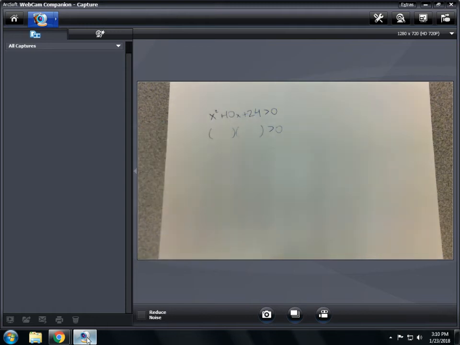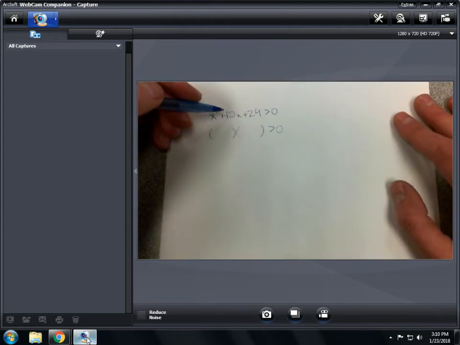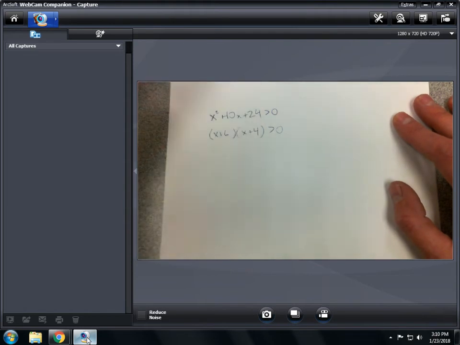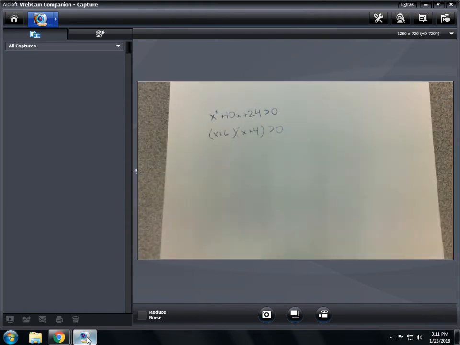I'm going to go with, would that be 2, 4, 3? I'm stuck. 6 and 4. That'll work. 6 times 4 is 24. 6 plus 4 is 10. There we go. All right, so I've factored it. But again, x isn't just going to be negative 6, and x is not just going to be negative 4.